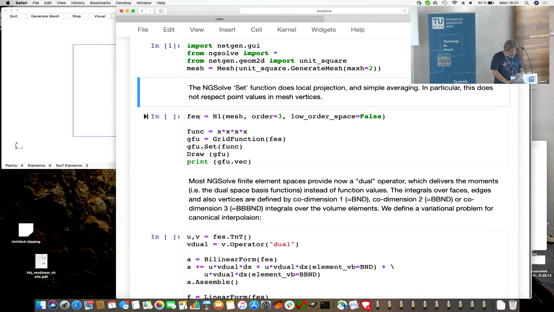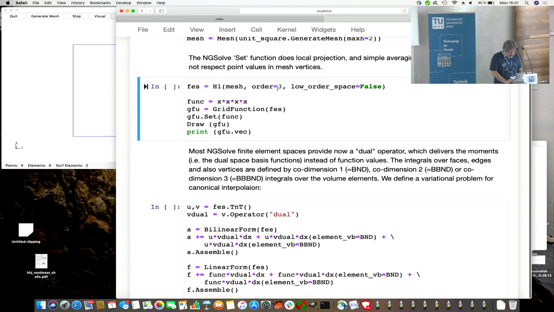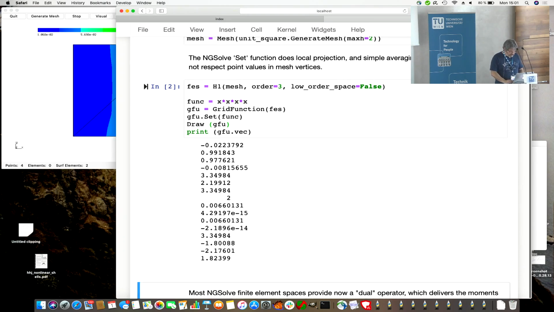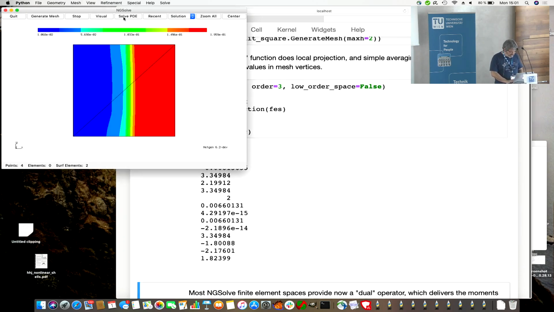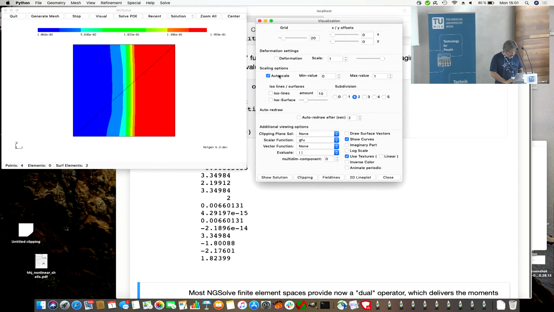Let's first have a look at the standard Set. We have a third order space. I have here a fourth order function, which does not fit into the space, so by interpolation we make some error. I have a very coarse mesh here. The autoscale does not work properly, so it does not only compare midpoint values, so I have to do manual scaling. We see it goes from 0 to 1.